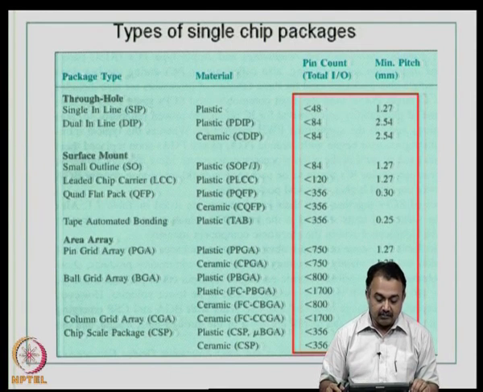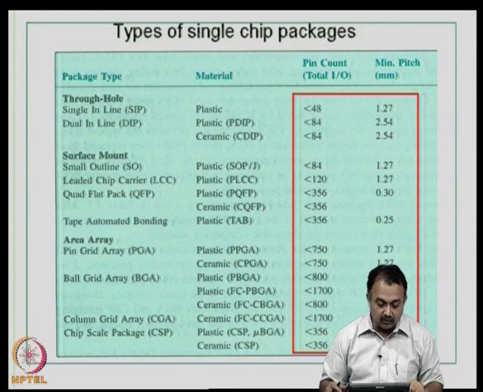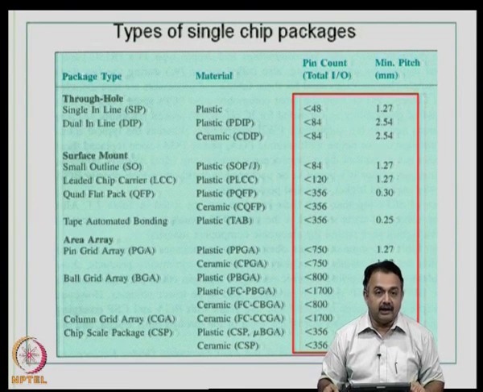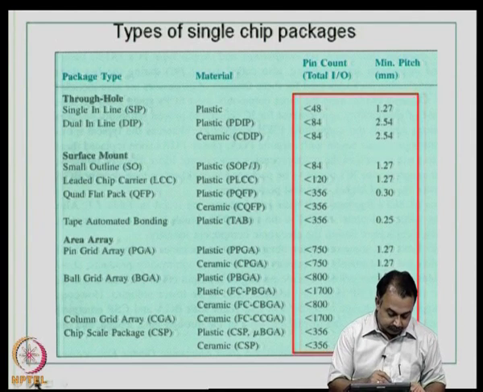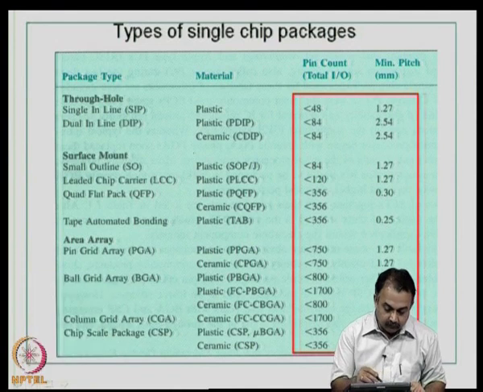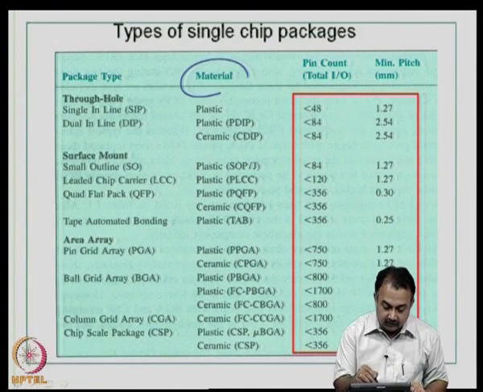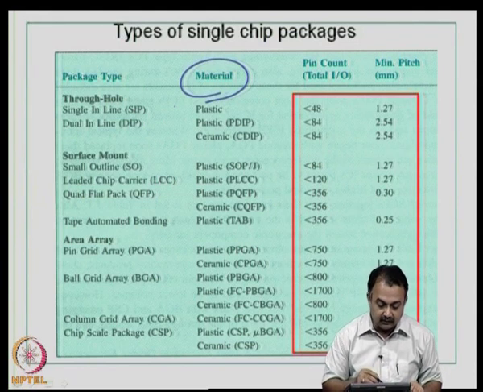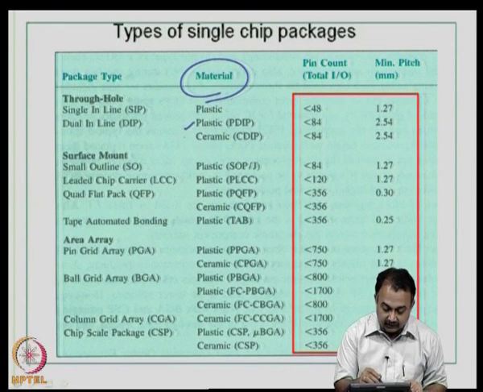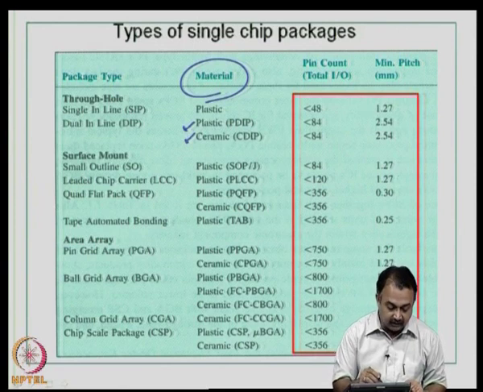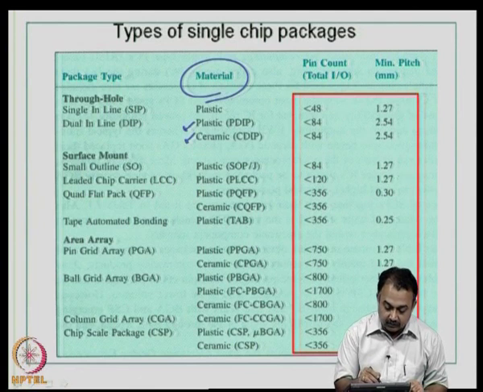So, the types of single chip packages can now be classified as through hole packages, which are single inline package and dual inline package. They can be plastic. So, these are the materials that you can think about for these package types. So, through hole, it can be a plastic package or it can be a ceramic package. Okay. Then you have surface mount technology, where you have different types, and again the materials used are either plastic or ceramic.